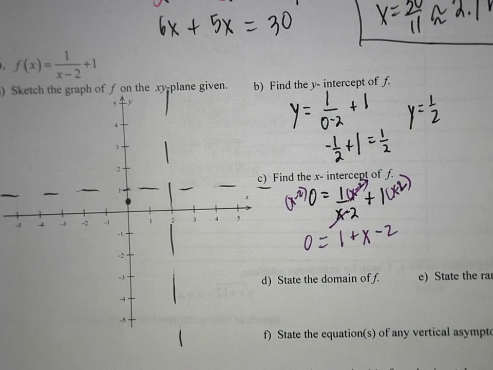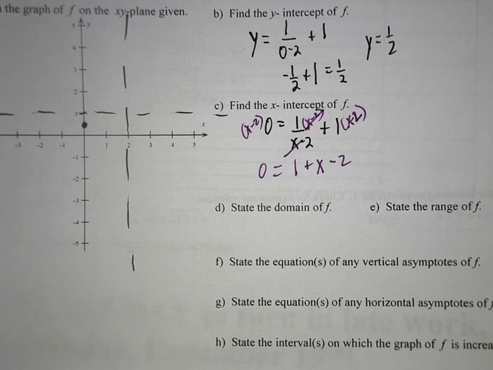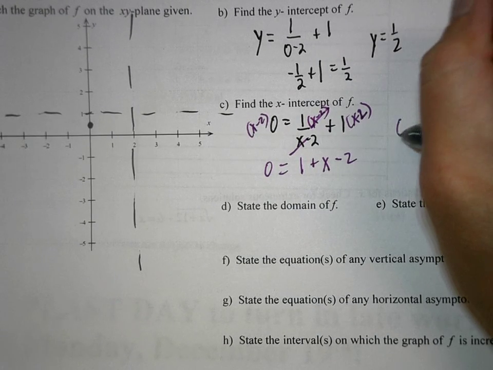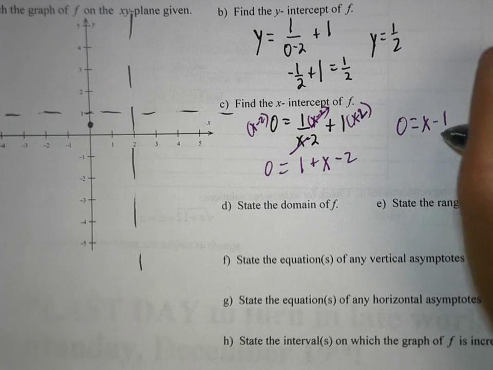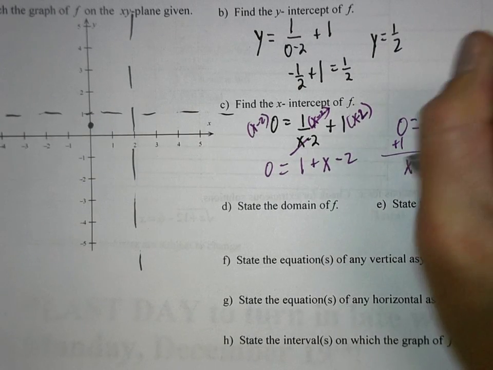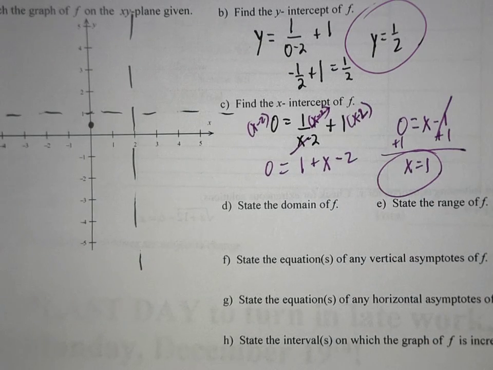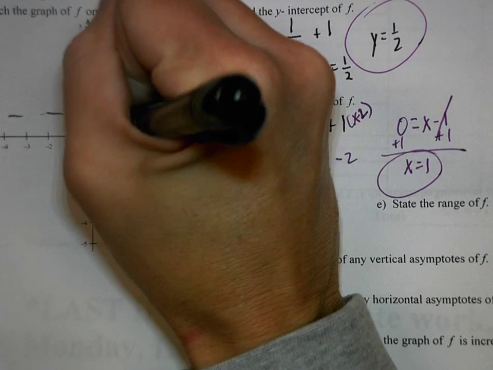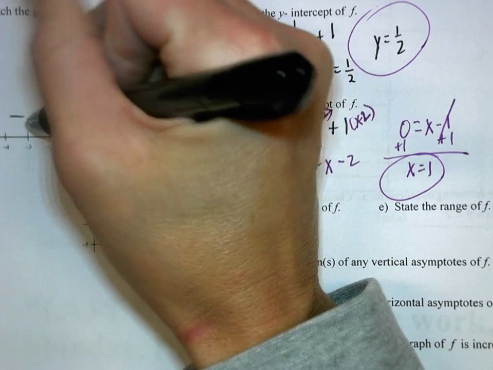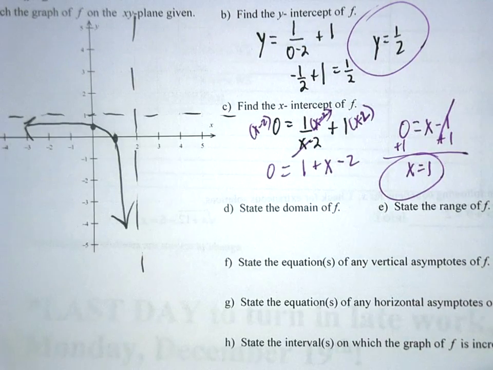We combine our like terms. 1 and negative 2 makes. So 0 equals x minus 1. We add 1 to both sides, and x equals 1. So at 1, we make a point. And that is where one of my curves are. Where's the other curve? Yeah, diagonal from it.